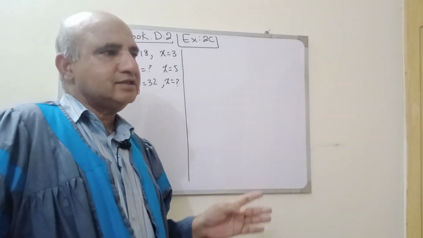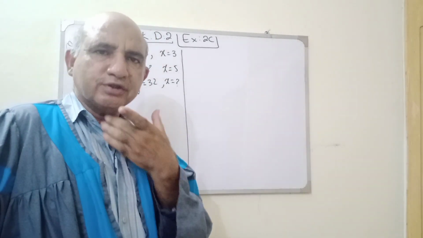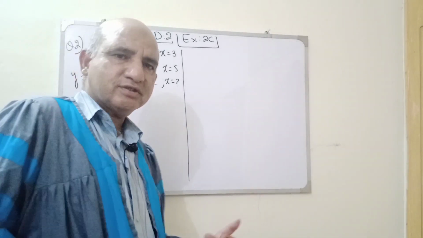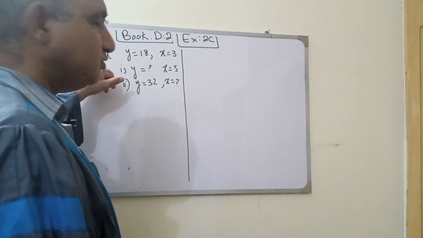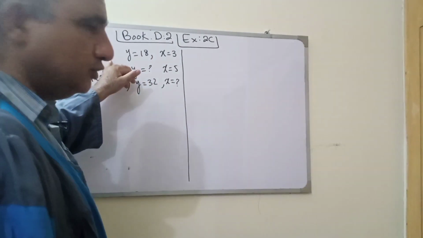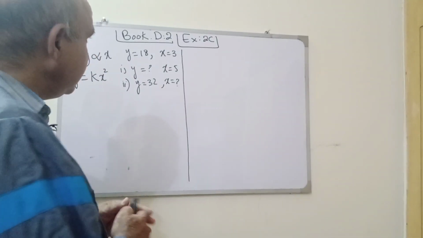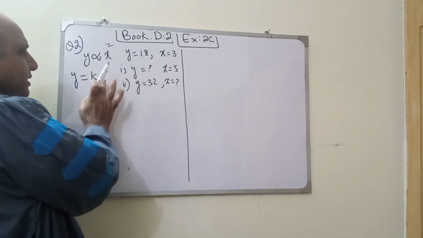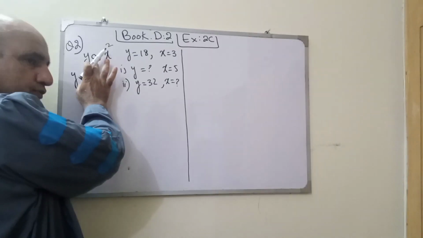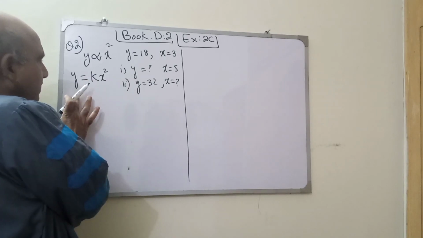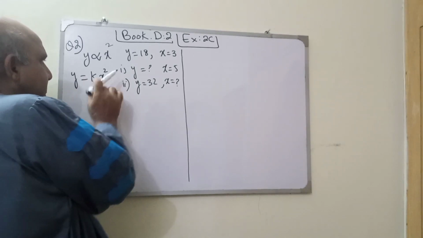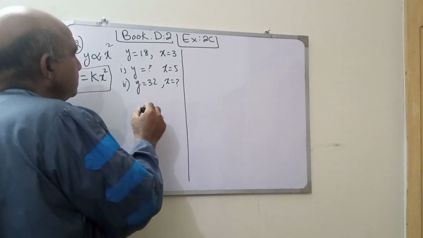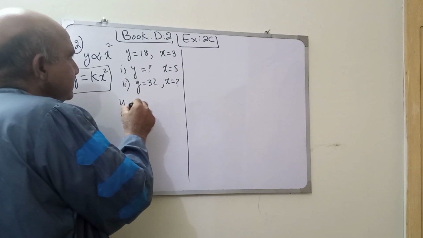Here again in exercise 2C we will practice direct proportion, but the difference between the previous questions and today's questions is that in the previous questions we had y directly proportional to only x. But here in this exercise we have y directly proportional to x squared. So when we remove this sign of proportion and write k, y is equal to kx squared. This is the equation.